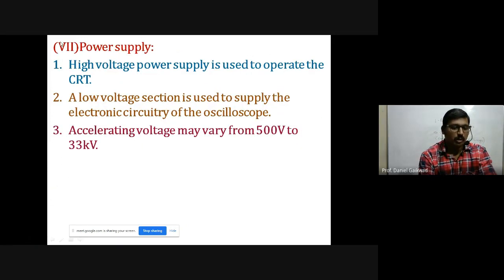Next, we have the power supply. A high voltage power supply is used to operate the CRT. We know that a voltage of 33 kilovolt is required to operate the CRT. The cathode ray tube requires high voltage, and a low voltage section is also used to supply the electronic circuitry of the oscilloscope. So we have a variation in voltage. The accelerating voltage may vary from 500 volt to 33 kilovolt, that is 33,000 volt. That is useful for the CRT, and low voltage is also required for different small circuits of the CRO.